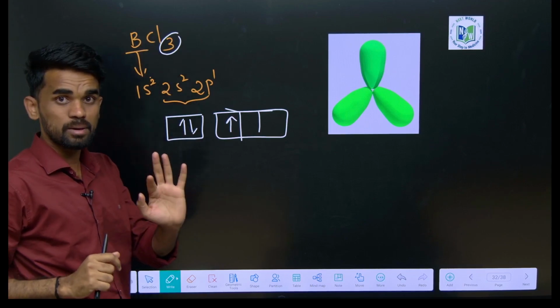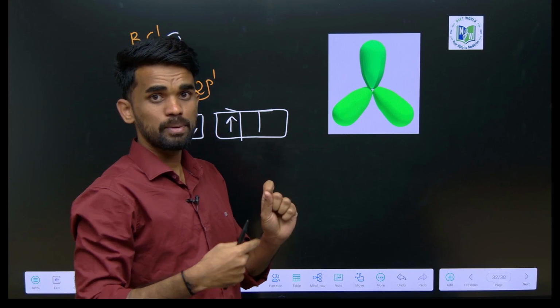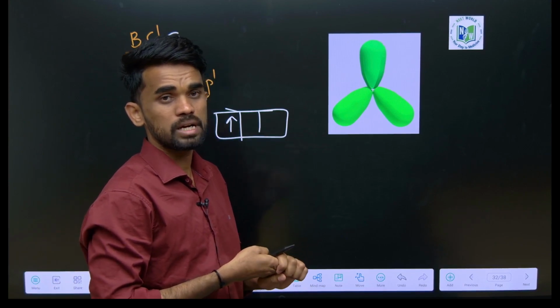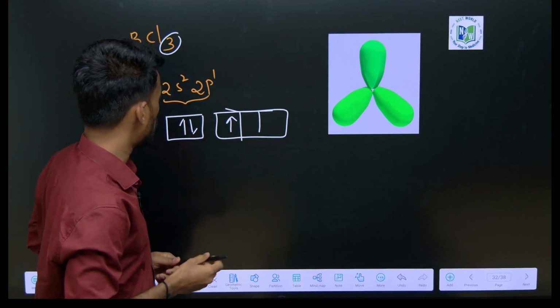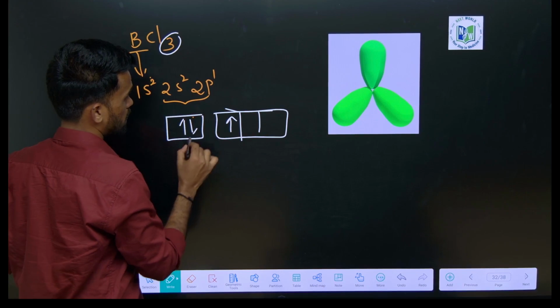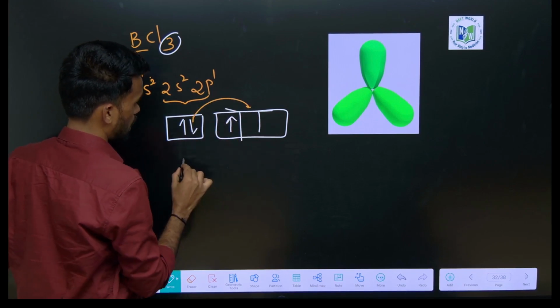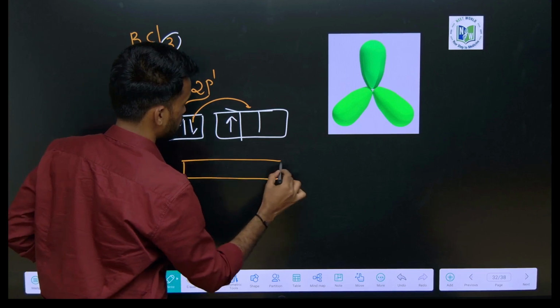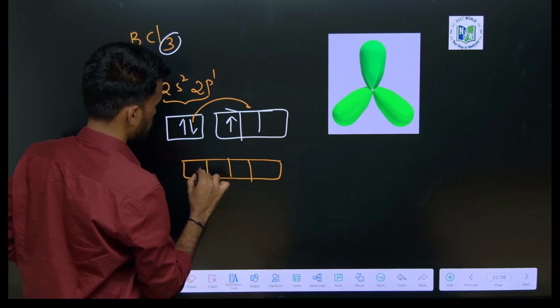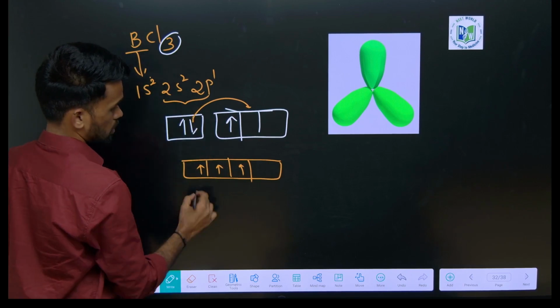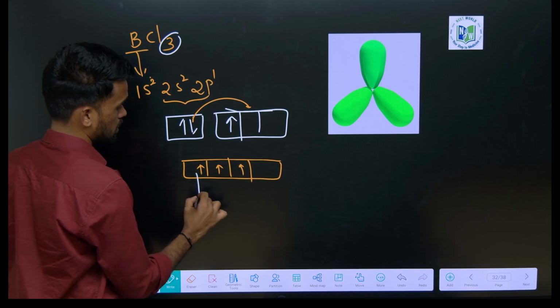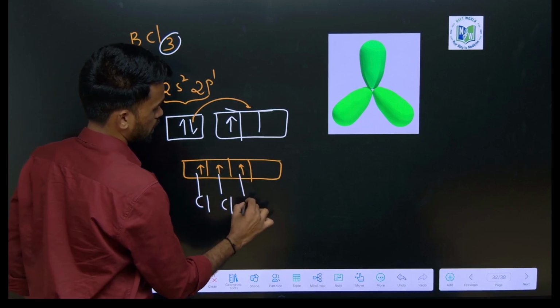In order to make a bond, we should have one unpaired electron or half-filled atomic orbitals to pair up with this chlorine. So to make that, we can excite the electron from here to here, and the hybridized orbitals are 1, 2, 3. So now here each of the 3 unpaired electrons can form a bond with each chlorine.